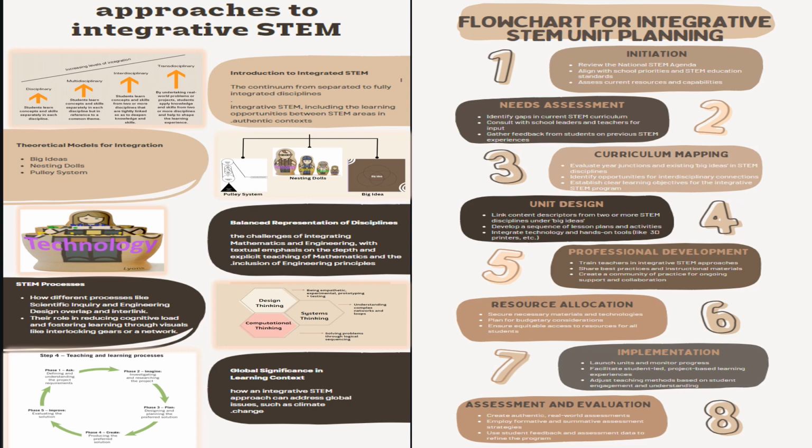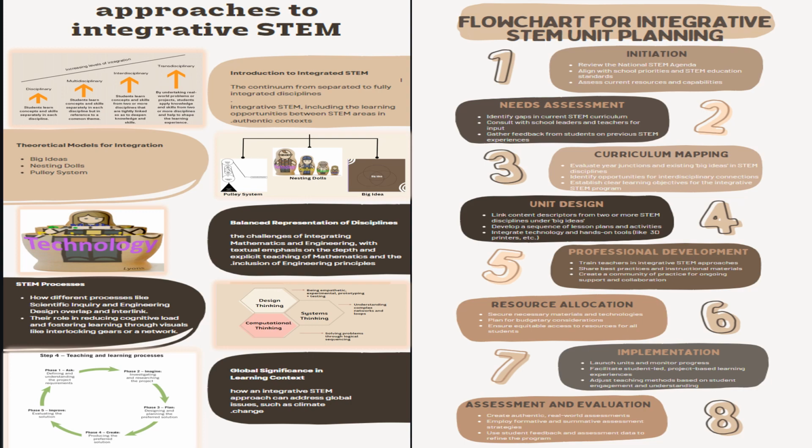Now let's move to the balanced representation of disciplines. In integrating STEM education, it's important to give equal importance to each discipline. While mathematics is fundamental, it should not be reduced to only serving science and technology. Its concepts must be taught thoroughly. Similarly, engineering needs to be highlighted more in schools, focusing on its design principles. The goal is to create a curriculum that combines these disciplines in a way that allows students to understand each one deeply and see how they work together to solve problems.